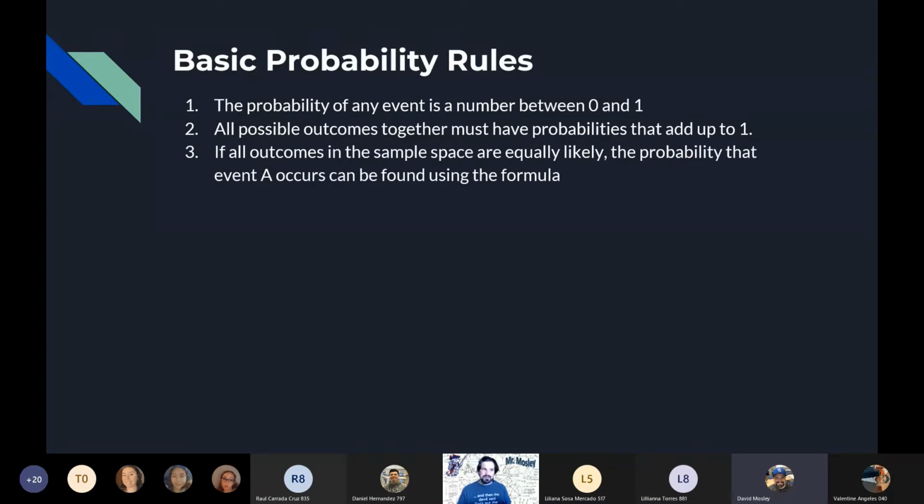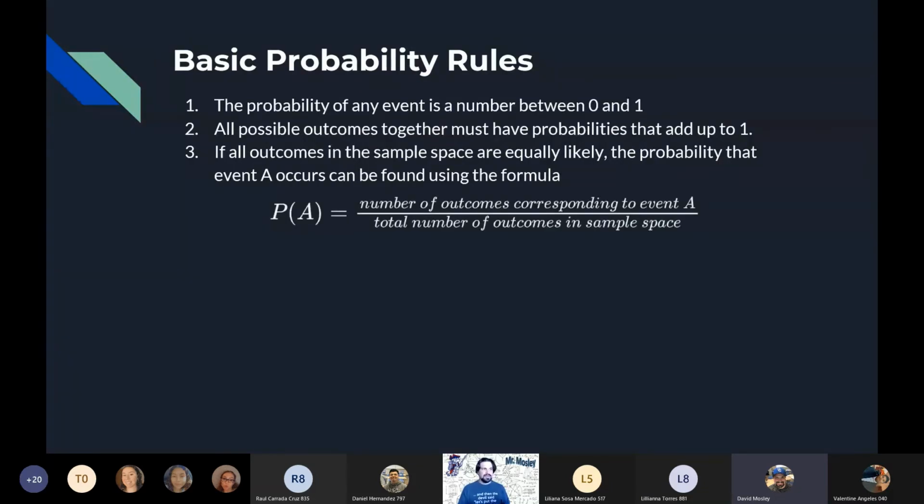If all outcomes in the sample space are equally likely, the probability that event A occurs can be found using the formula P of A equals the number of outcomes corresponding to event A divided by the total number of outcomes in the sample space. This formula works when all the outcomes are equally likely. You need to see that statement: each outcome is equally likely. Then the formula works. There are other formulas and strategies that can be used when things are not equally likely.